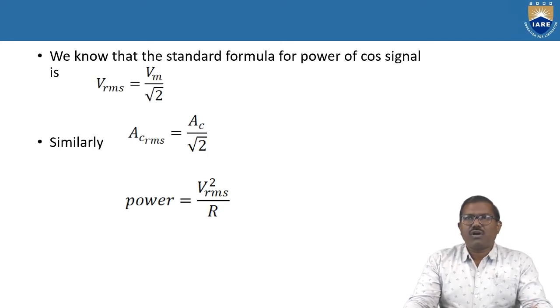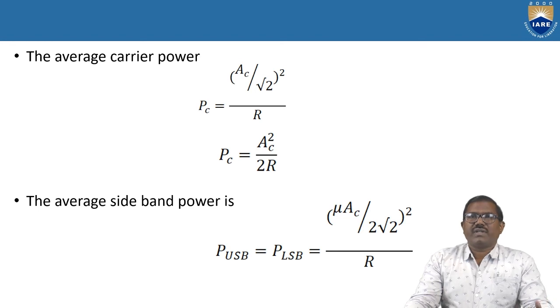We know the standard formula for power of a cosine signal: Vrms is equal to Vm by root 2. Similarly, we are using Ac rms, which is equal to Ac by root 2. The power is V square by R, but here using Vrms, so V square rms by R. By using these equations, we get the average carrier power Pc, which is equal to (Ac by root 2) whole square divided by R. So finally, Pc is Ac square by 2R. That is the average carrier power.